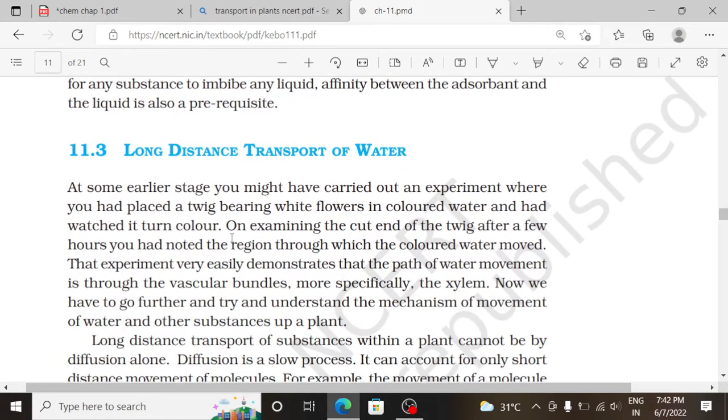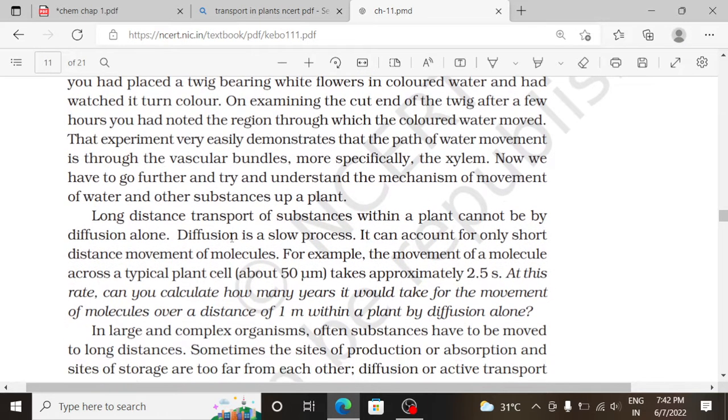Now let us learn about the long distance transport of water. At some earlier stage, you might have carried out an experiment where you had placed a twig bearing white flowers in colored water and had watched it turn color. On examining the cut end of the twig after a few hours, you had noted the region through which the colored water moved. That experiment very easily demonstrates that the path of water movement is through the vascular bundles, more specifically the xylem. Now we have to go further and try and understand the mechanism of movement of water and other substances of a plant.